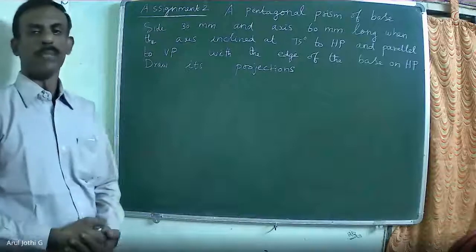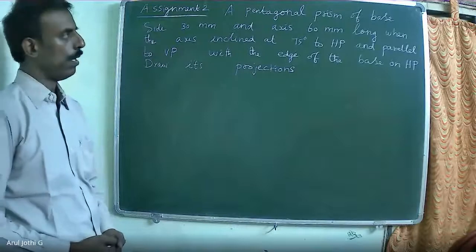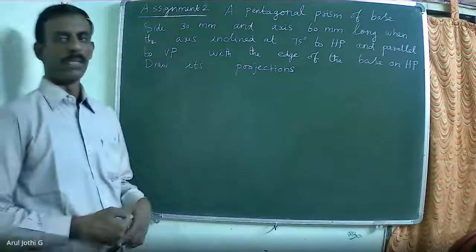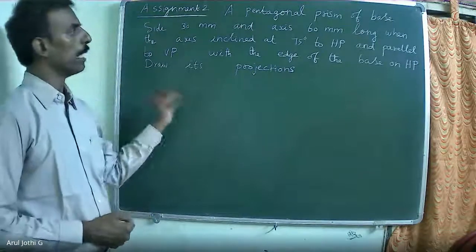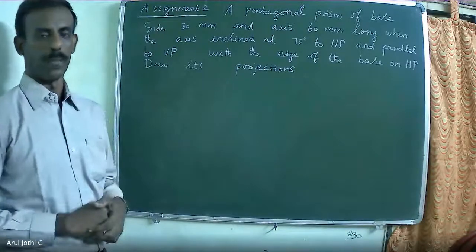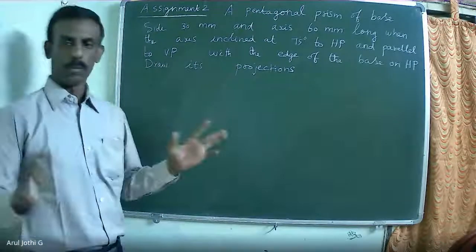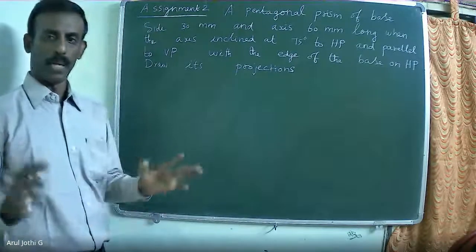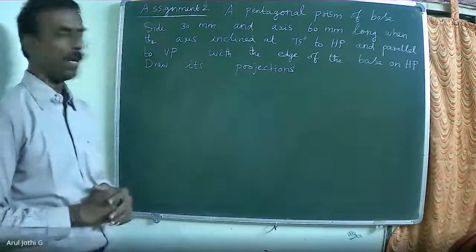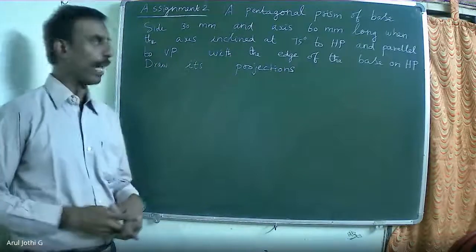So in this class, we are going to see assignment problem number 2. That is axis inclined to HP and one of the base edges resting on HP for a pentagonal prism. This problem is also similar to question number 1, assignment number 1. Now how to start the diagram? You read the problem 1 or 2 times and make the correct judgment how the axis orientation is given, and based on the axis orientation we have to start the diagram.